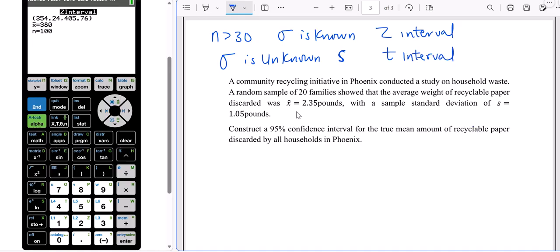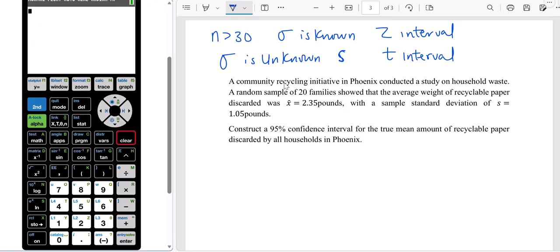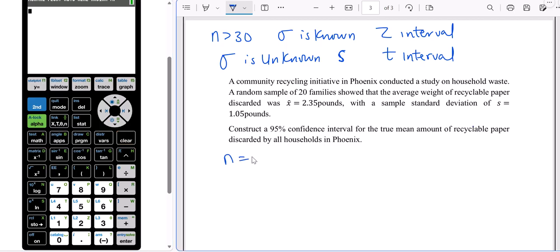Now let's have a look at this problem. It says, a community recycling initiative in Phoenix conducted a study on household waste. A random sample of 20 families. The first information you've gotten there is n is equal to 20. It showed that the average weight of recyclable paper discarded was 2.35, x bar equals 2.35, with a sample standard deviation of 1.05.